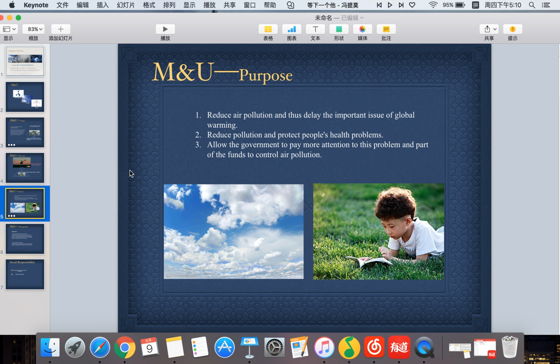So the environment is an important basis for survival. Therefore, first of all, the aim is to reduce pollution and protect people's health. The second is to allow the government to pay more attention to this problem and devote part of the funds to controlling air pollution. So I will use two pictures. These two pictures show that maybe in the future we can hopefully have a blue sky and children can have a good environment.